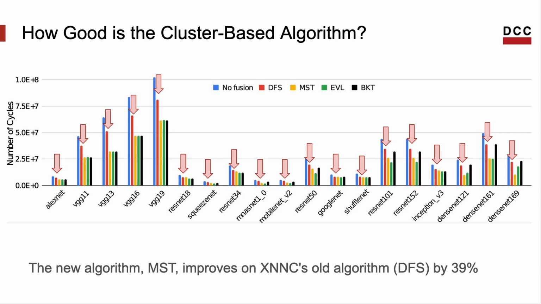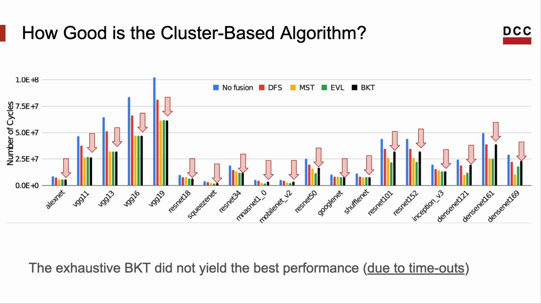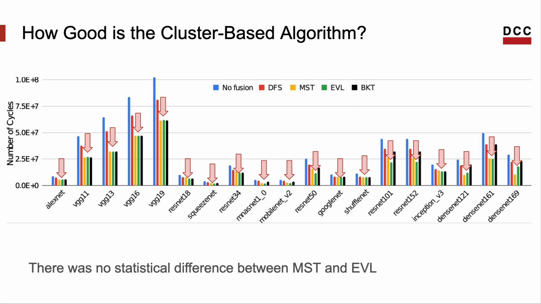For instance, our proposed algorithm, MST, yields kernels which are 39% faster on average. And then BKT, the black bars, are not always better. There were a lot of timeouts. I think past ResNet 34, we always get some timeout. The models here are sorted on the x-axis by size, measured in terms of number of edges of the computational graph. So after ResNet 34, there will be timeouts for BKT. We don't see any statistical difference between the quality of the kernels that MST and EVL produce, except that MST is much faster and much simpler as well. The implementation is much smaller.